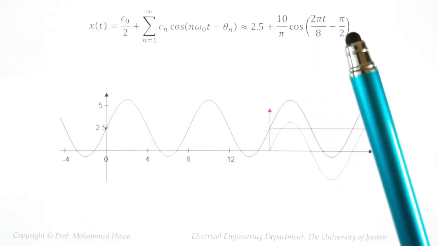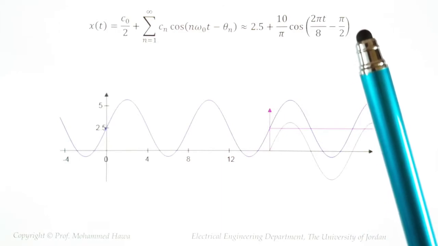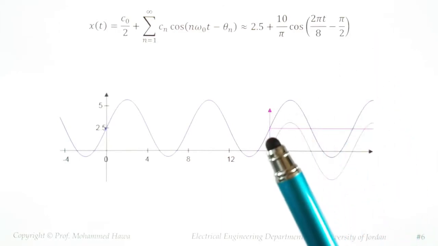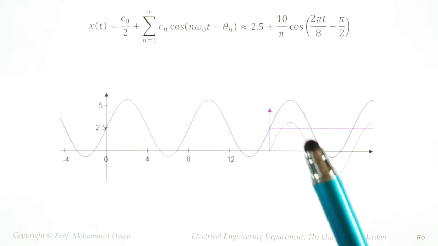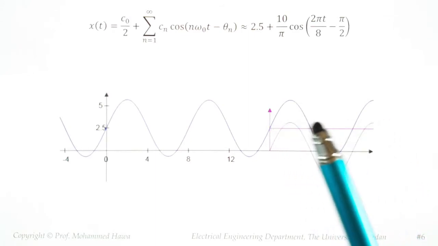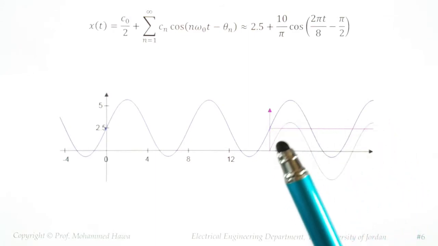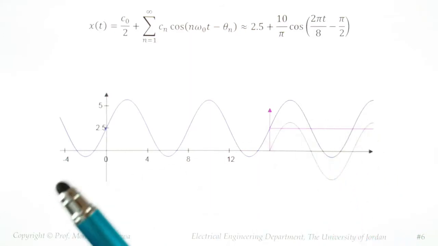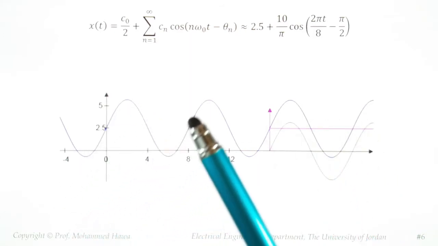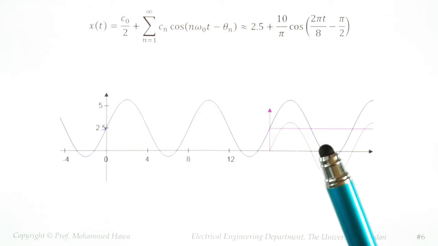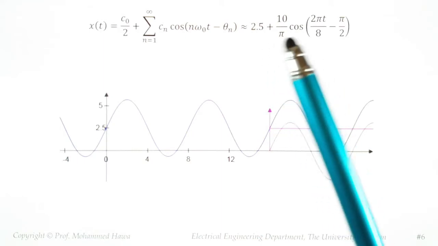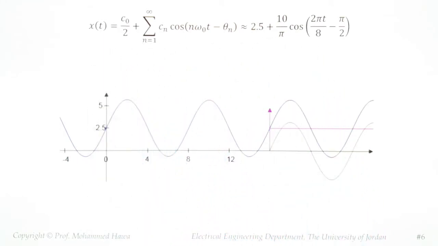The cosine with minus pi over 2 phase shift, that's minus 90 degrees, is actually a sine. So I'm actually adding a sine signal plus a constant. What happens if you get a sine signal plus a constant? You get a shifted sine signal. This is not exactly our x of t. Our x of t was a repeated rect, not exactly a sine shifted upward, but there are similarities.